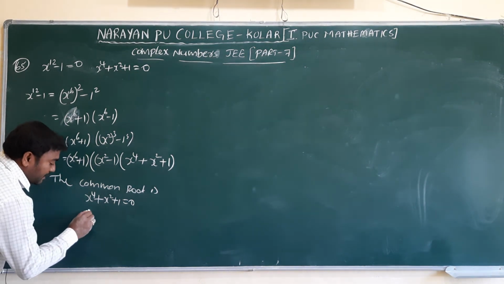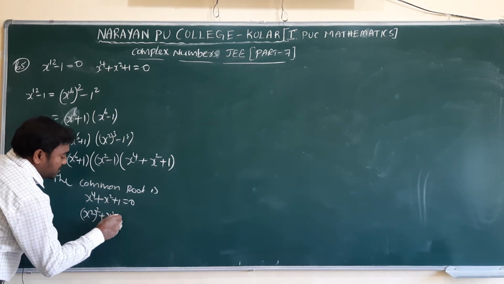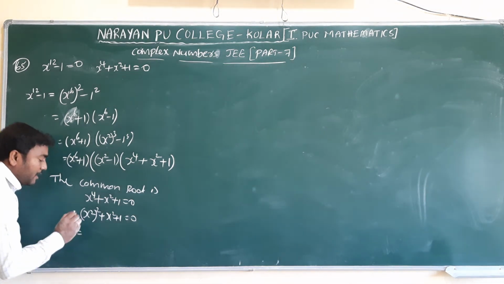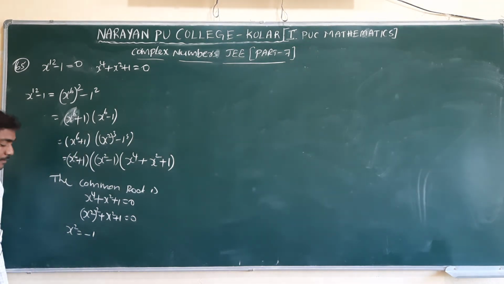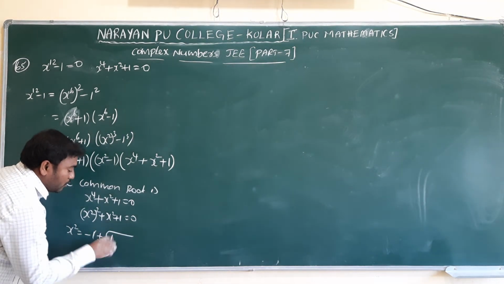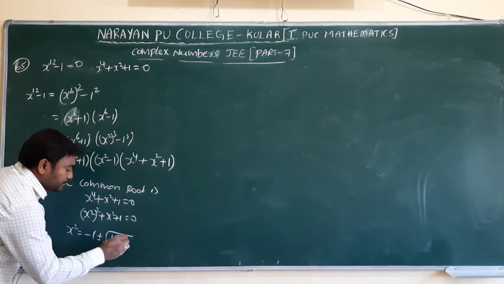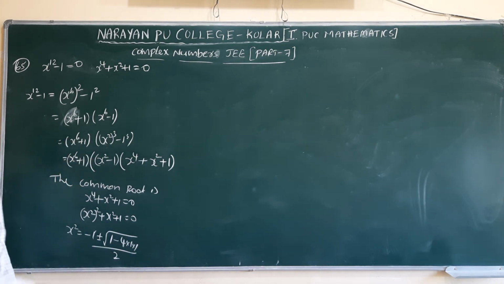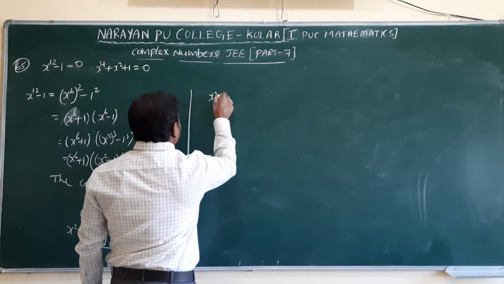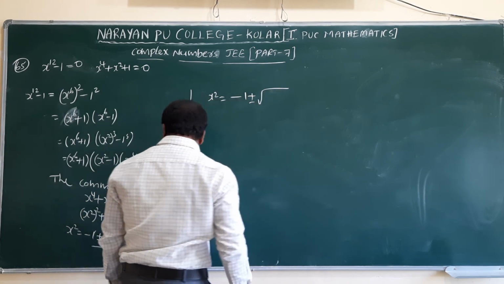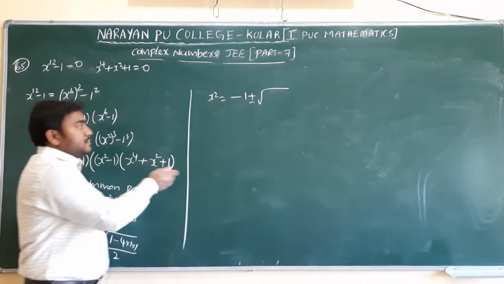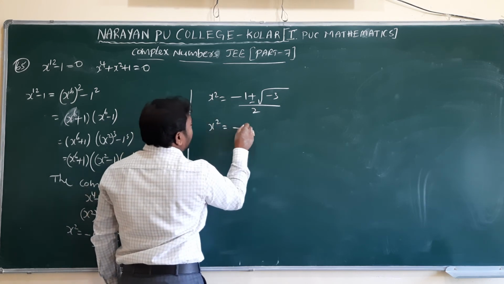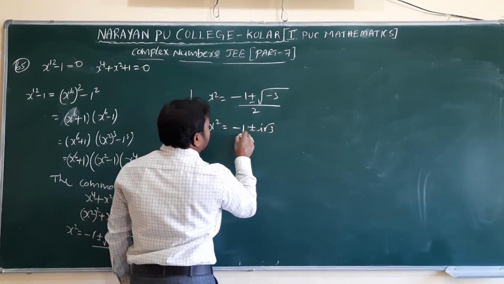Now it can be written as (x²)² + x² + 1 = 0, which is of the form x² + bx + c. So x² = (−b ± √(b² − 4ac)) / 2a, that is, x² = (−1 ± √(1 − 4·1·1)) / (2·1). Here x² = (−1 ± √(1 − 4)) / 2, and 1 − 4 gives −3, divided by 2. So x² = (−1 ± i√3) / 2.